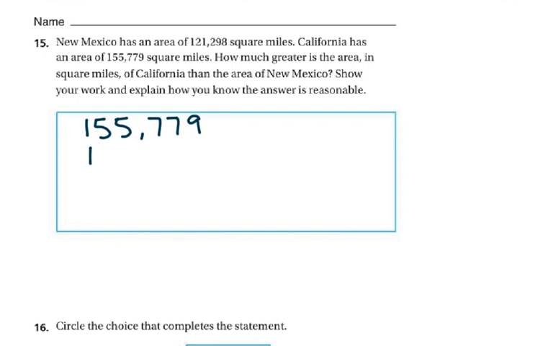I mean, not your decimals, but, well, eventually you'll do that. But we're going to line up our place values so that we're making sure that we're subtracting our tens from our tens, our hundreds from our hundreds, and so on. So I have 9 minus 8, which is 1.